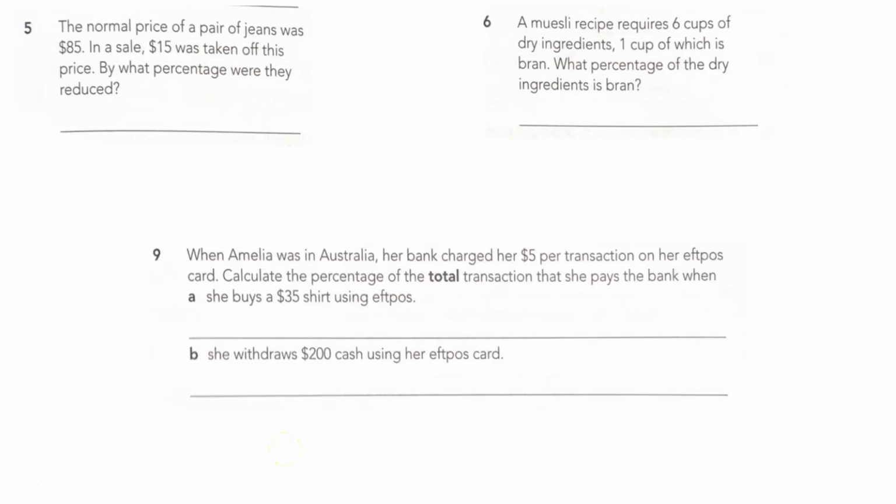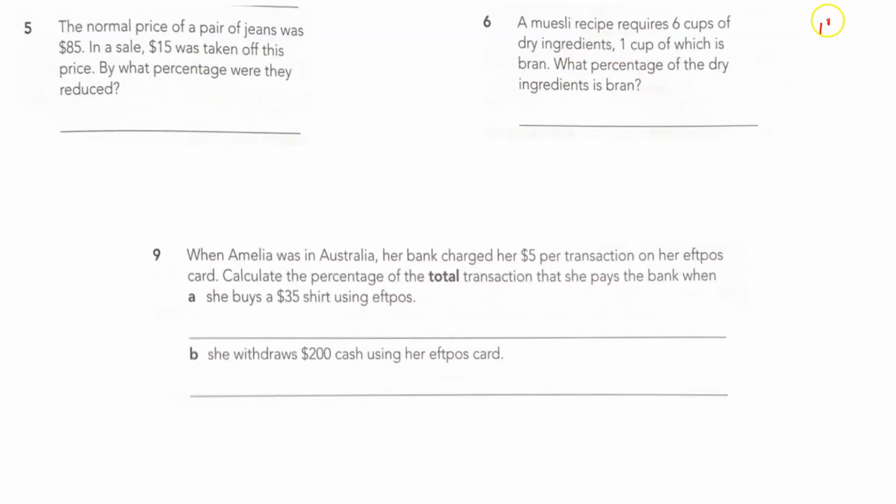So I've been asked to go through some questions on the percentage calculations. So we've got question 5, 6, and 9 from lesson 110. So the first one: the normal price of a pair of jeans was $85 and a sale of $15 was taken off. By what percentage were they reduced?